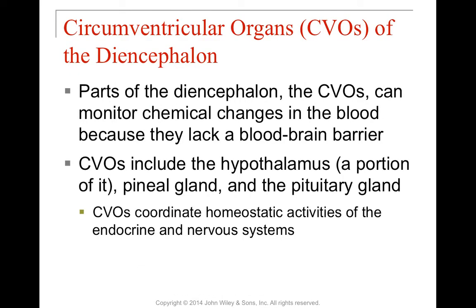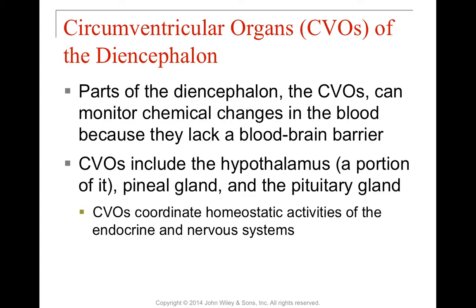Okay, so we also have specialty organs of the diencephalon that are called circumventricular organs. Those are CVOs. And these CVOs are basically chemical monitors. They monitor chemical changes in the blood, and they do not have a blood-brain barrier, so they are able to determine the changes in the blood, whereas the brain is going to be sheltered a little bit from these changes because of the blood-brain barrier.